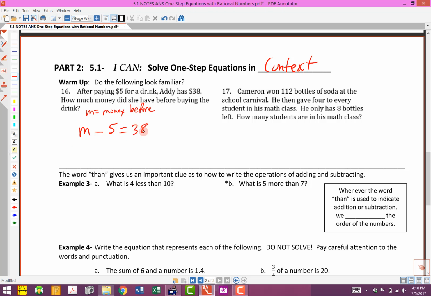Well, then we can go through and we can solve that. So we can add 5 to both sides. So we end up with m equals 43. So $43. $43 is what she had before.